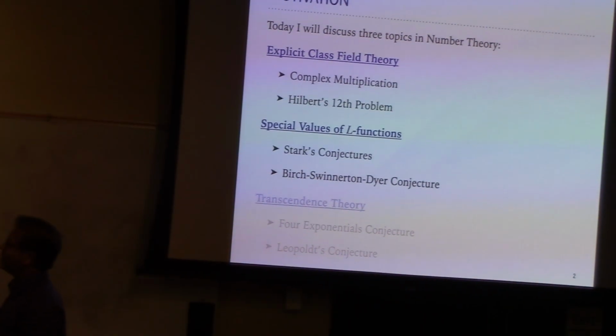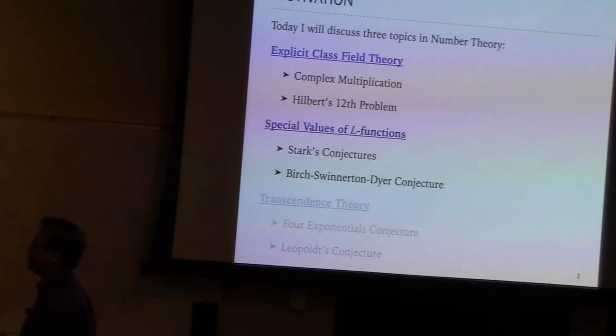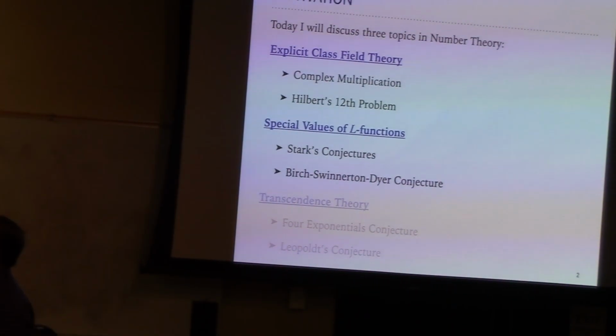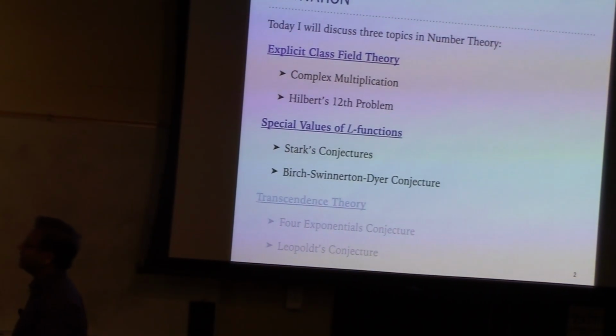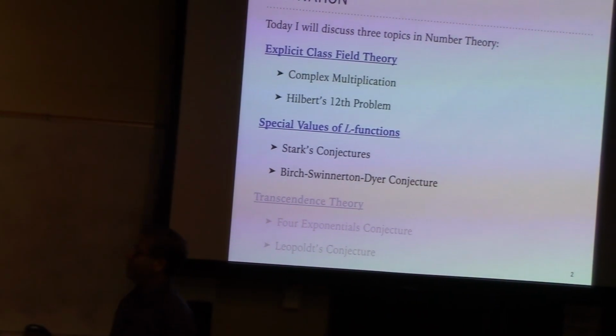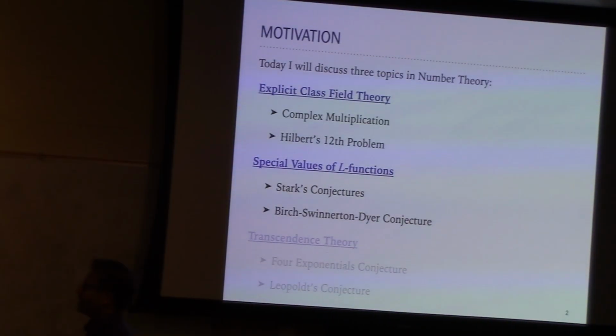Then we get into more modern topics in the middle of the 20th century. People start thinking about special values and L functions, and a very famous example is Stark's conjecture. That's the central case of the special values of L functions questions I'm going to be talking about today. A more famous example, maybe sexier now because it's related to elliptic curves, is the Birch and Swinnerton-Dyer conjecture.